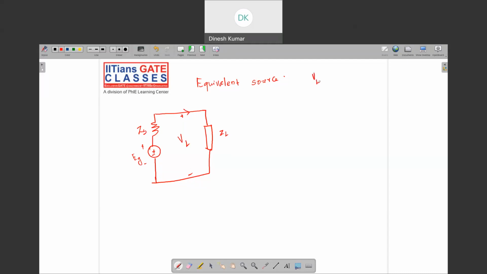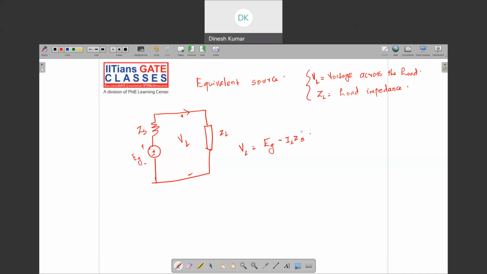So what is VL? VL is the voltage across the load. Okay, and ZL is the load impedance. Okay, so these things you should take care of. Okay. So now we can find what is basically this current. So we can write VL is basically EG minus IL into ZS.